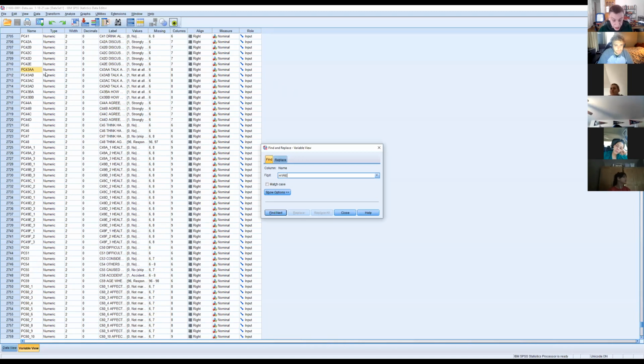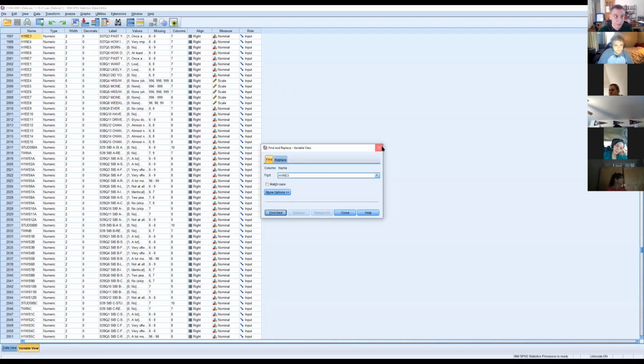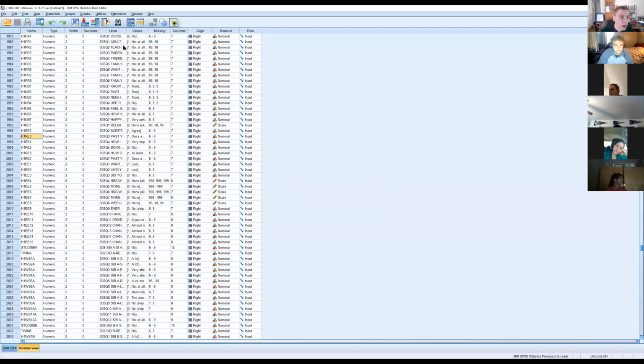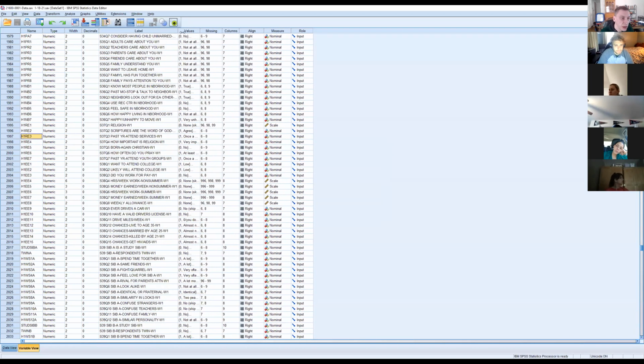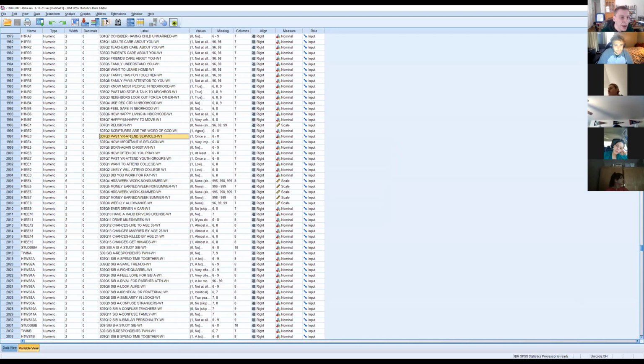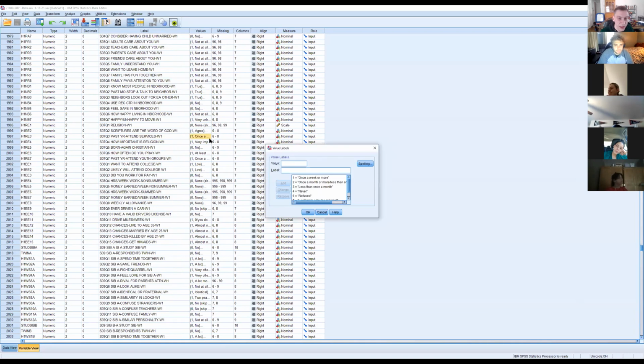H1RE3. Okay, and this is the one: past year attend religious services. And this is how this was measured. So this was asked of all the Add Health respondents.